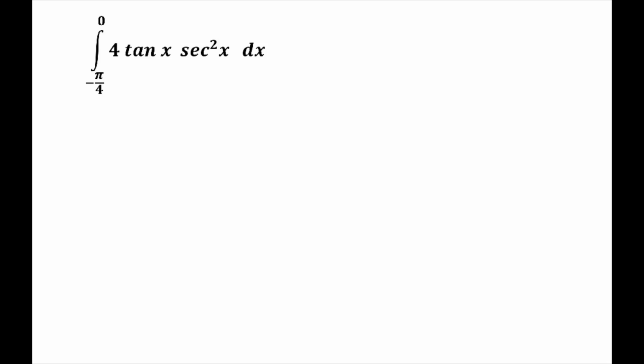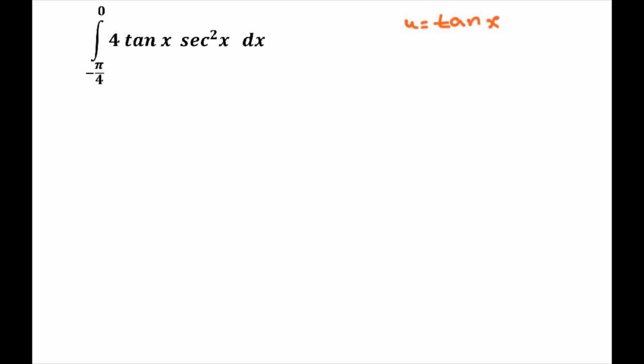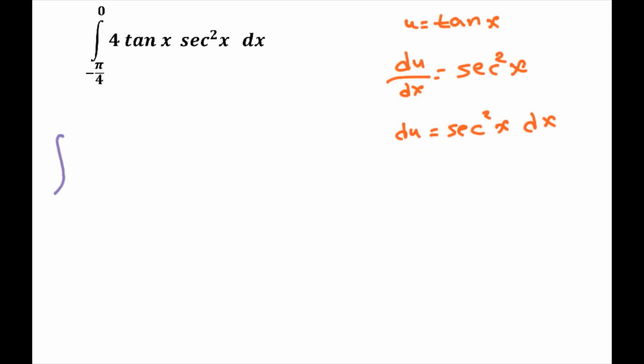Now about this one, the integration of tangent x secant squared x dx from negative pi over 4 to 0. First of all, I'm going to use a substitution method. u will be equal to tangent x. du over dx will be secant squared x. So du is going to be secant squared x dx. So I'm going to go here and say it's going to be 4, and you can take the 4 out, u, and this is going to be du.